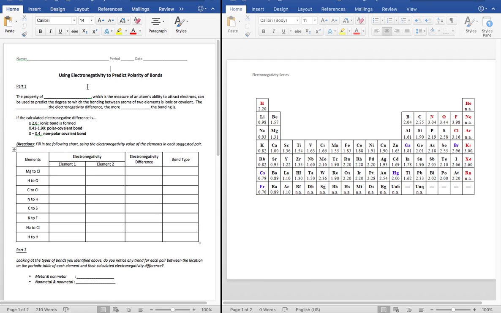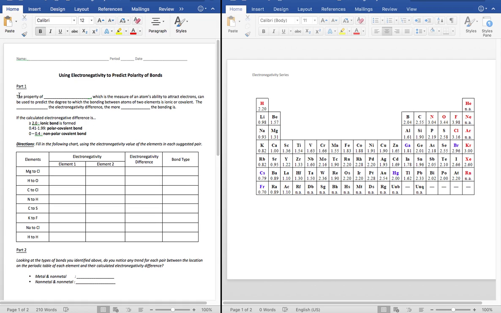You picked up this sheet when you came in here. It says using electronegativity to predict polarity of bonds. And so I'm going to walk you through a couple of these answers here just to get you started. And by the way, this here is our scale. This scale is going to be used on the test as well, so it'll be consistent. You're not going to see anything different on Tuesday.